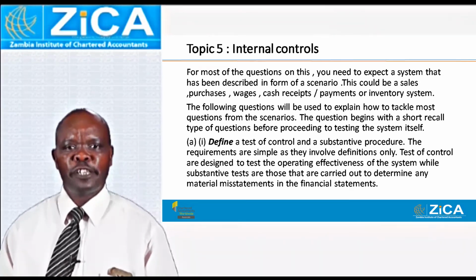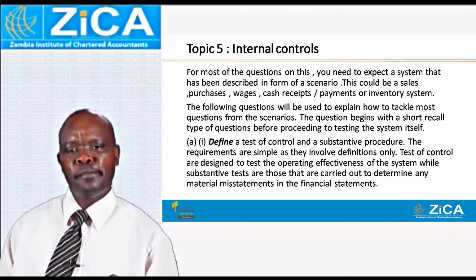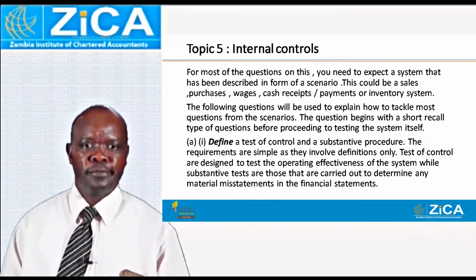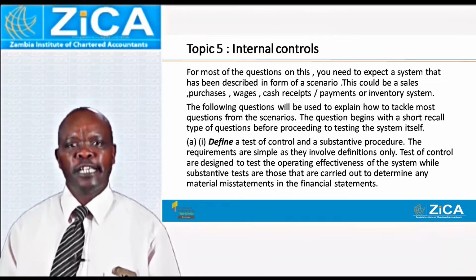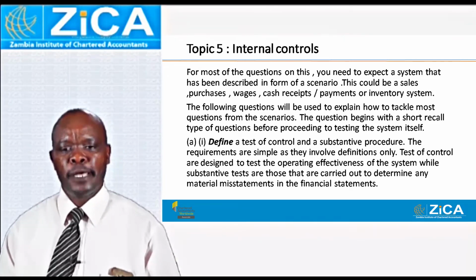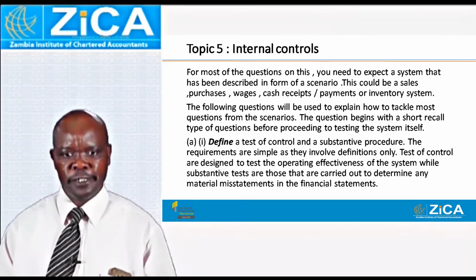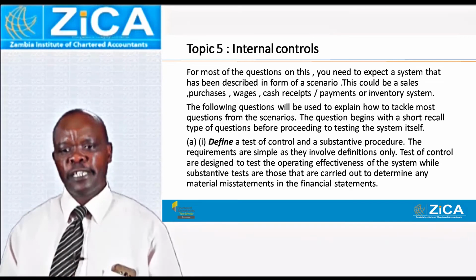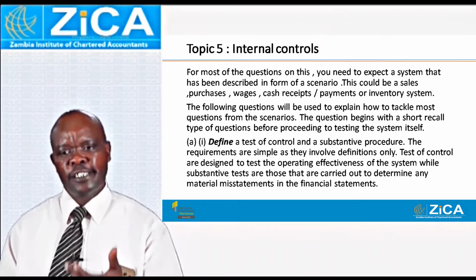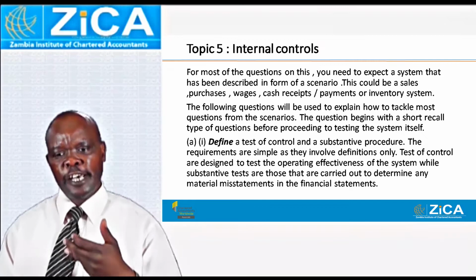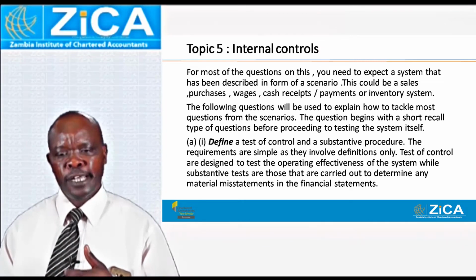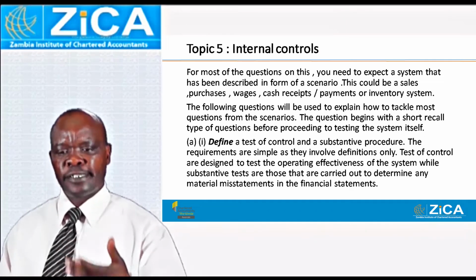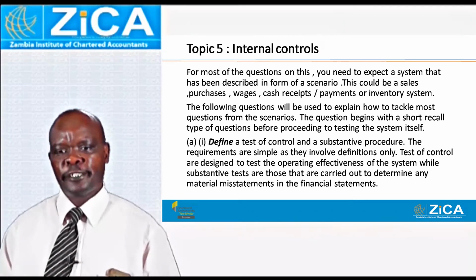We've got the sales system, the purchasing system, the wages, the cash receipts, the payments, as well as inventory. Now, why are these called systems? We can interchange the word internal control for systems as well. They are known as systems because they accept input from the environment and then channel or process the input into outputs.